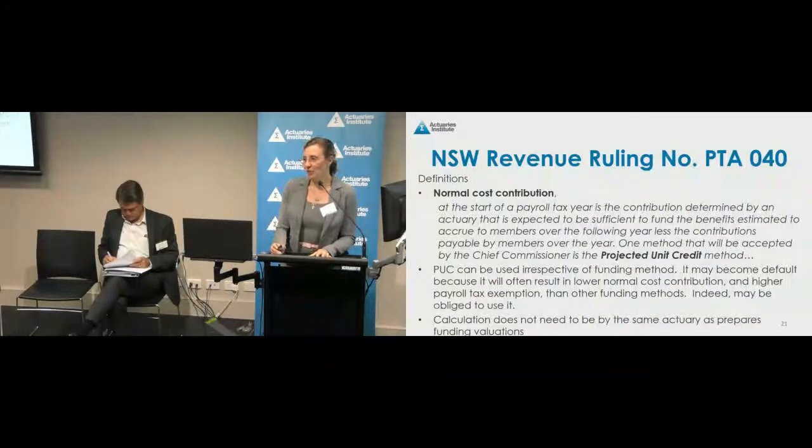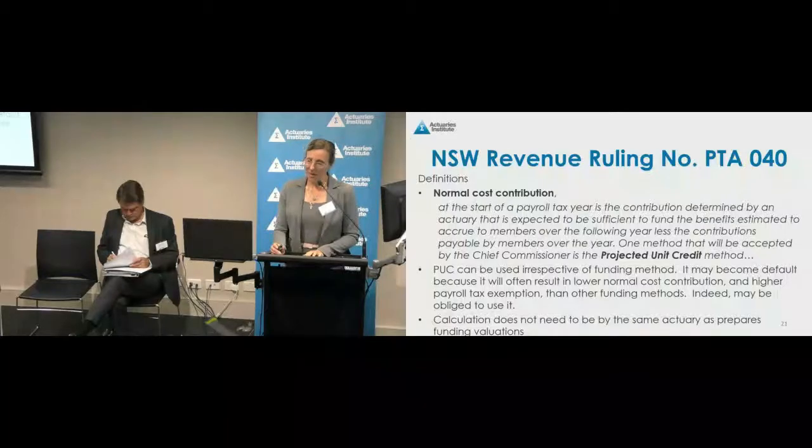Some of the definitions we're talking about today include normal cost contribution, and this is determined at the start of the payroll tax year, and it's a contribution determined by an actuary that is expected to be sufficient to fund the benefits estimated to accrue to members over the following year, less the contributions payable by members. And the method that the Commissioner did accept in this particular case was the projected unit credit method.